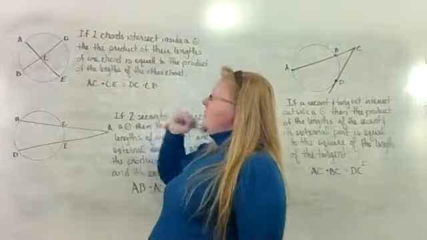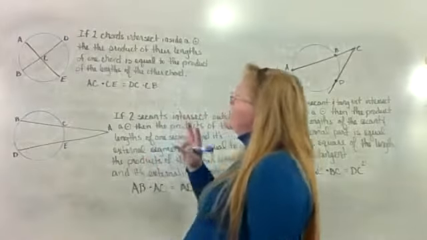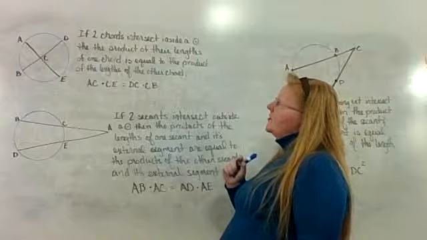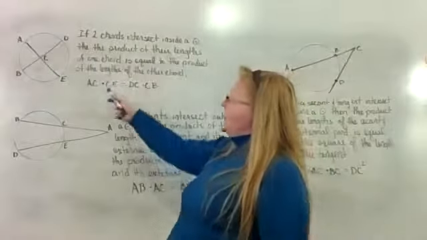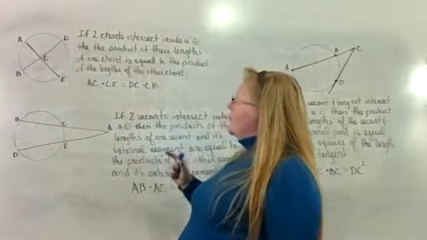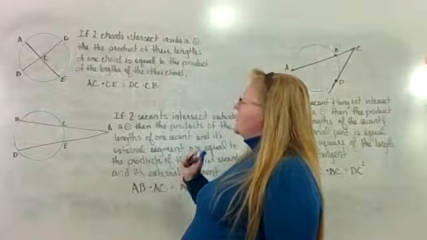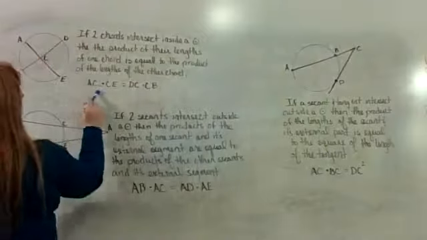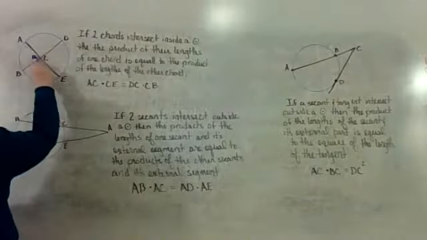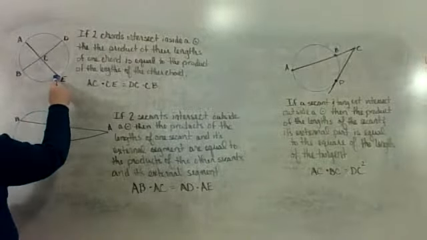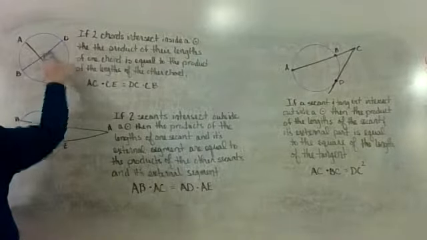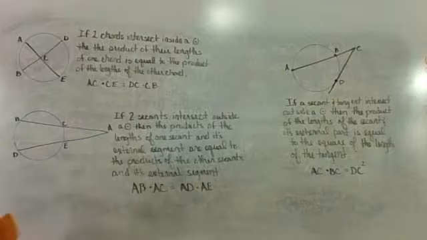So here, when we talk about two chords, if two chords intersect inside a circle, the product of their lengths, that means we're going to be multiplying lengths, of the chords is equal to the product of the lengths of the other chord. So right here it says that AC, that's this little part, times this little part has to equal this little part times that little part. Multiply them together and they'll be equal.